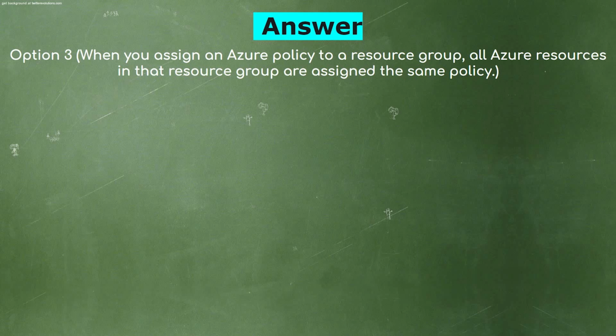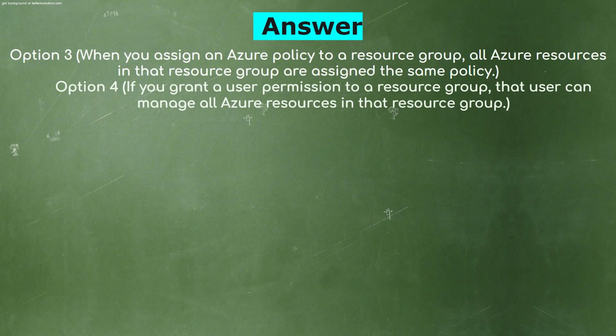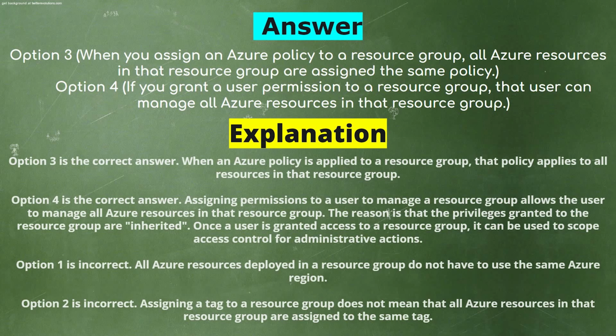When you assign an Azure policy to a resource group, all Azure resources in that resource group are assigned the same policy. And option 4. If you grant a user permission to a resource group, that user can manage all Azure resources in that resource group. Explanation. Option 3 is the correct answer. When an Azure policy is applied to a resource group, that policy applies to all resources in that resource group.